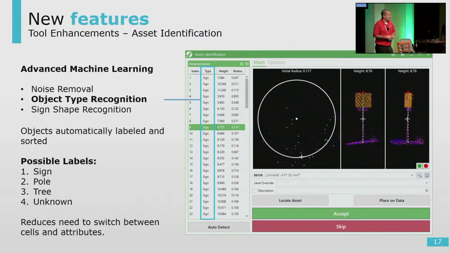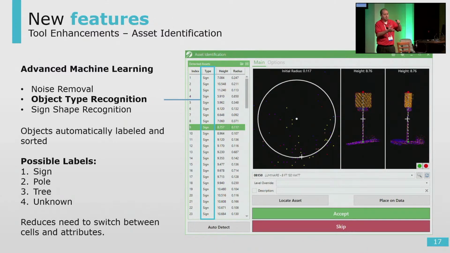All right, so the next bit is object type recognition. Not only are we detecting what type of data it is, whether it's noise or man-made, but we're actually able to categorize that data. So is it a sign, is it a pole, is it a tree, or is it an unknown category? From that, we're able to pre-sort all of those data objects for you so that all the signs are grouped together, all the poles are grouped together, all the trees are grouped together, which again reduces the need to switch your cells.